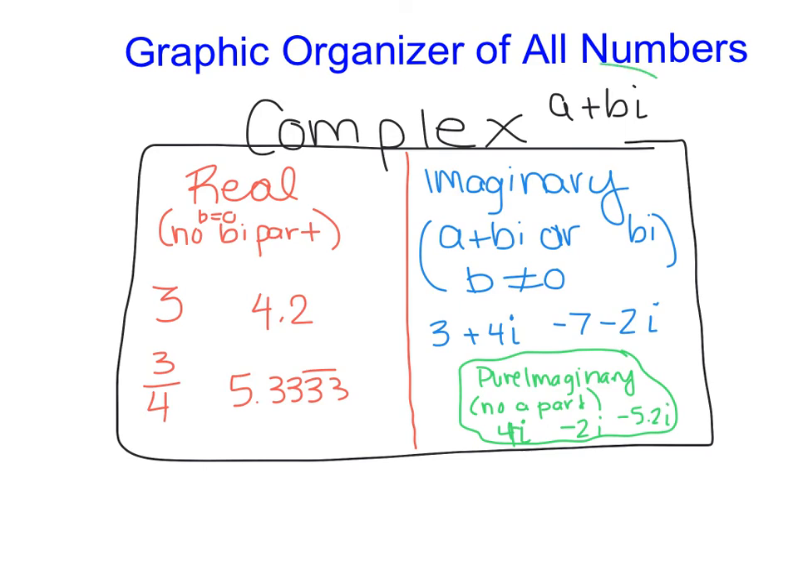So complex numbers as a whole are written in this general form of a plus bi. That splits into real and imaginary. The real numbers have no b part, they just have the a part. And then imaginary numbers can have both parts, or it can have just the bi part, and those are called pure imaginary numbers.